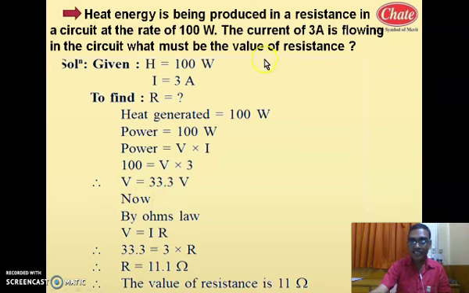Now we have to find the resistance in this problem by Ohm's law. V equals IR. V value is 33.3. Current is 3. So let us find the value of R. So R equals voltage 33.3 divided by current 3, and we will get 11.1 ohm. Hence the value of resistance in this case is 11.1 ohm. It can approximately be written as 11 ohm. So we will continue with similar problems in the next part.